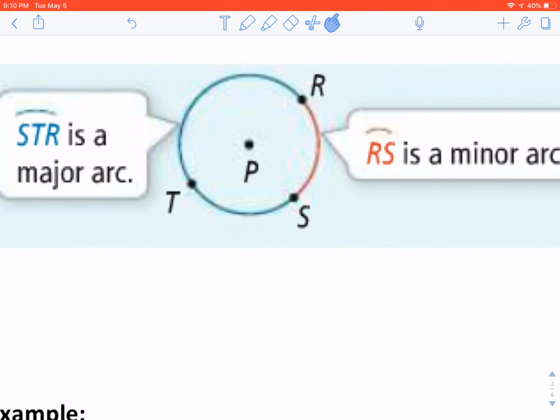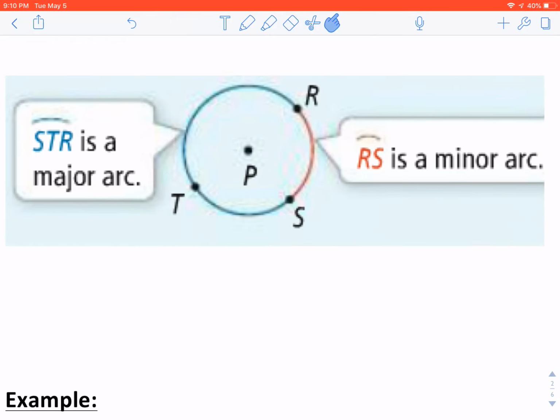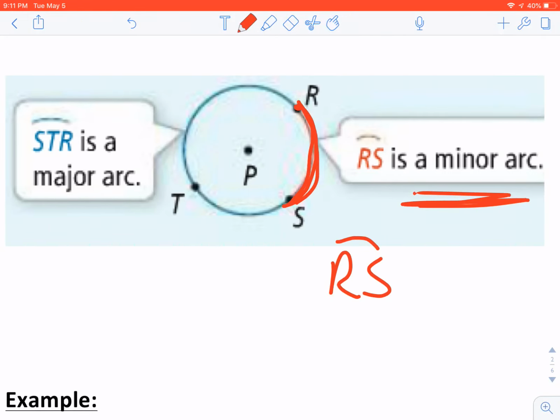So, here's another example of this stuff. Major arc STR. So, let's start with the minor arc first. A minor arc has to be less than 180. Think of it like if you're a minor, you're under 18. If you're a minor arc, you're less than 180 degrees. So here is your minor arc. It is certainly less than a semicircle. So that would just simply be arc RS.